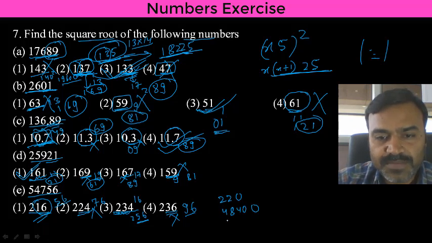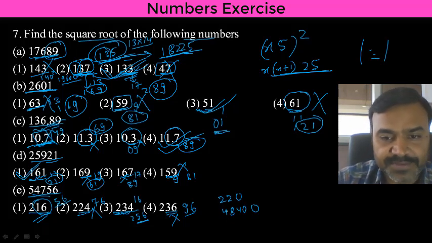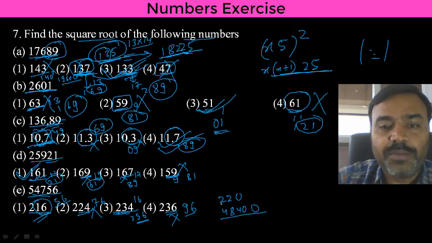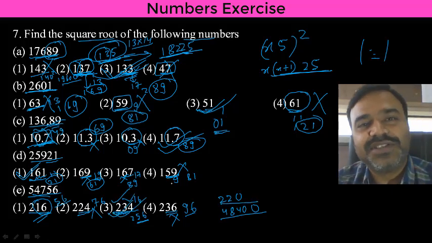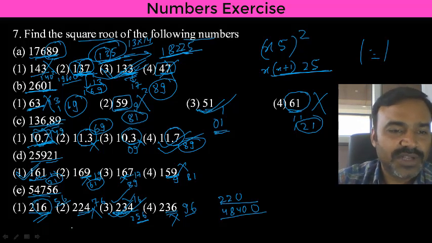So 48400. Now here our number is 54756, which is more than 48400. So the square root will be more than 220, hence 234. Right? So 234, the third option, is the correct answer. Okay, let's go to the next question now.